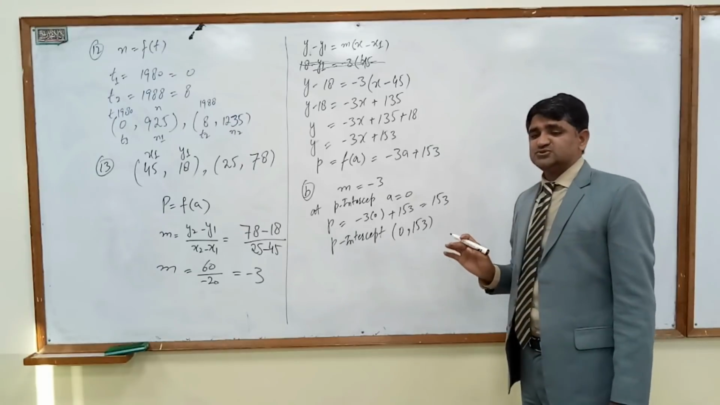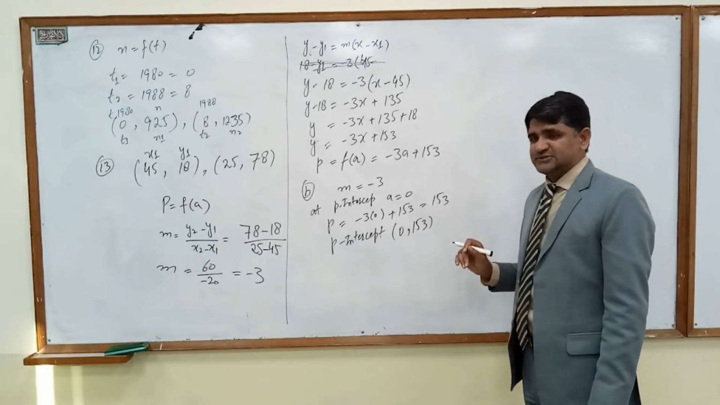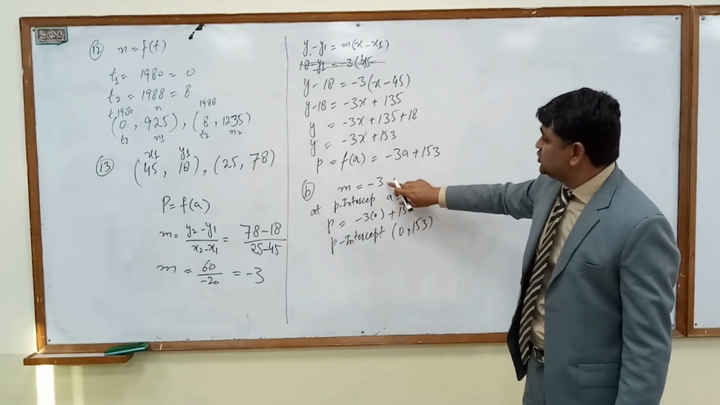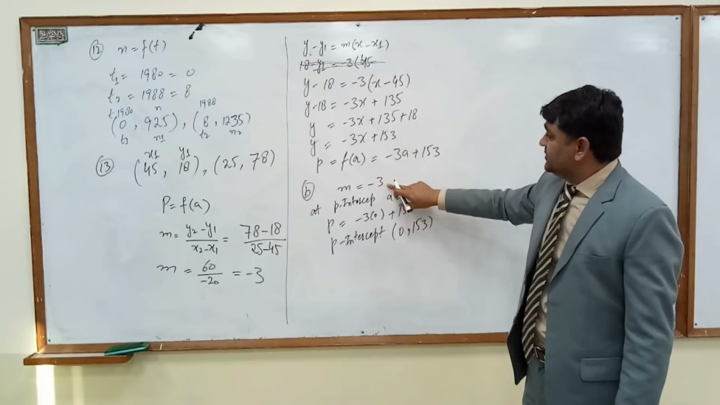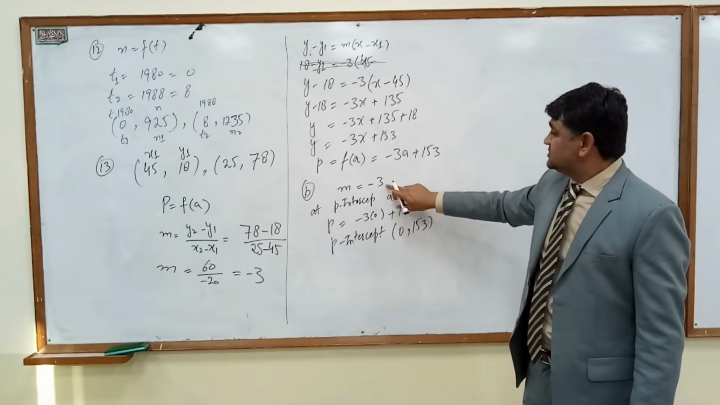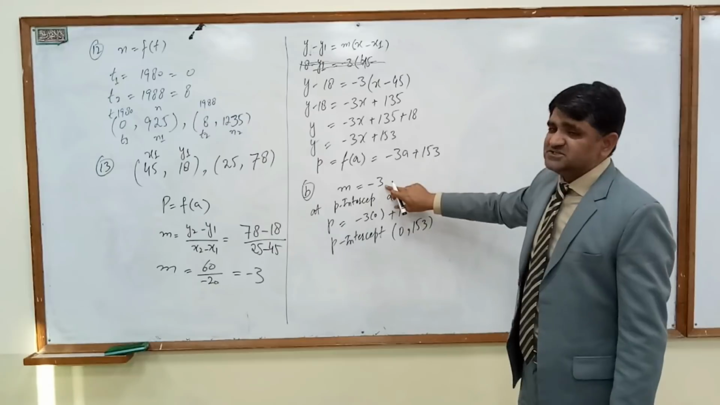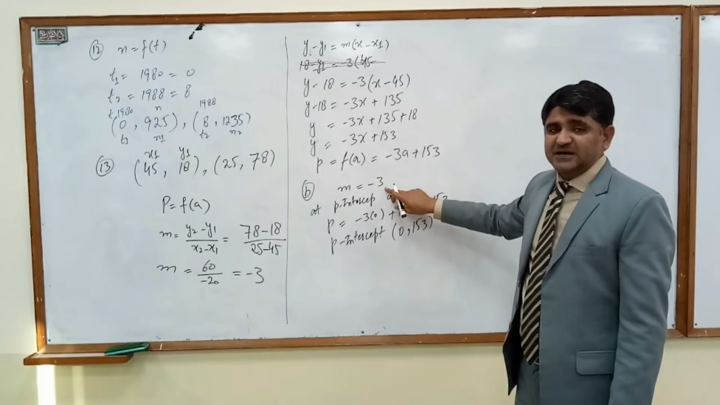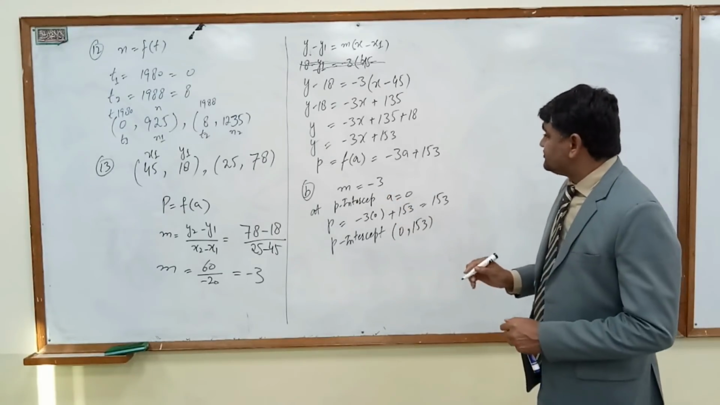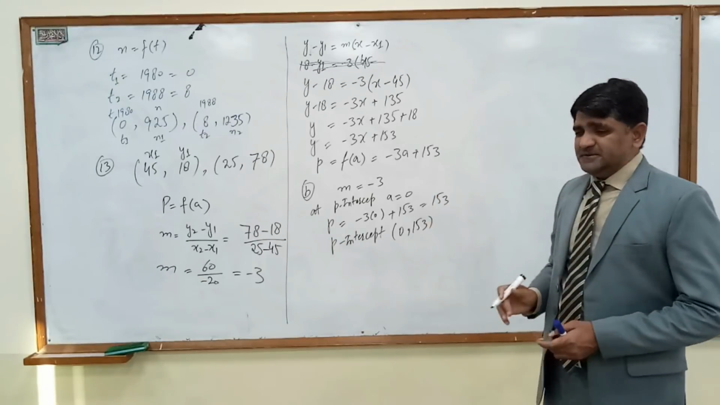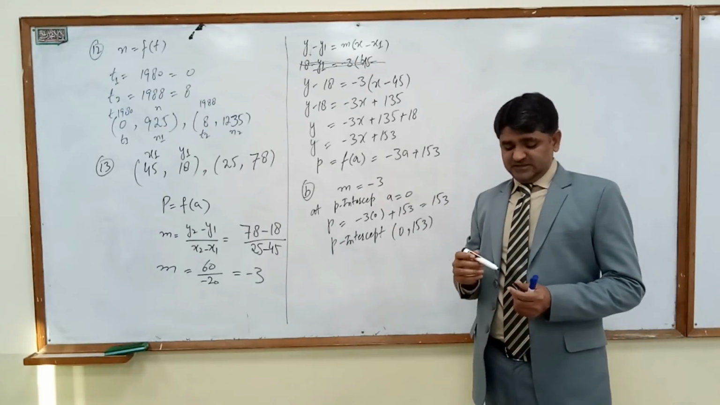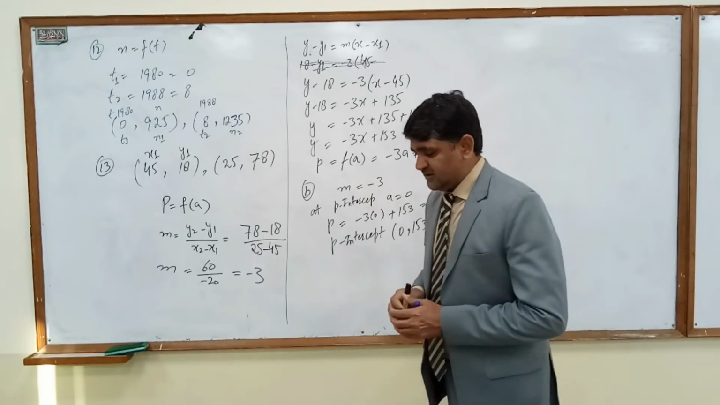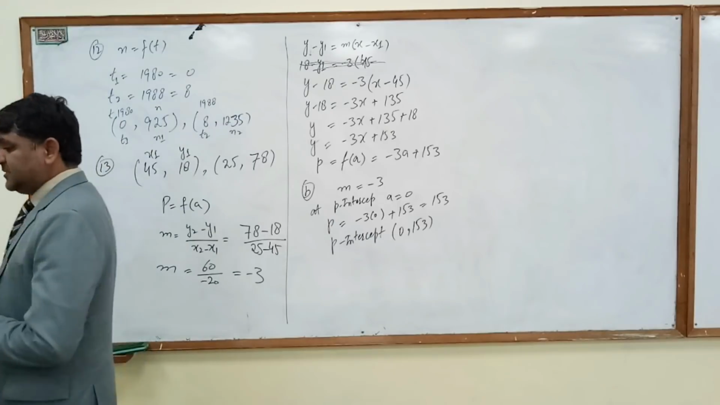But our concern is to interpret the meaning of the slope. If we look at the slope, it is negative. So every year the chances of marriage are decreased by 3%. So we can interpret that the slope represents that if the age is increased by 1 year, the chances of marriage are going to decrease by 3%.